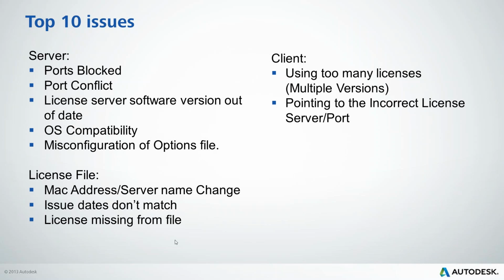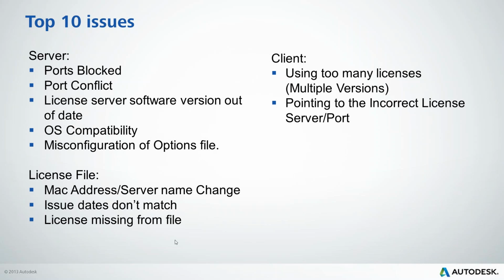And another issue is a misconfiguration of an options file. If we have time next webinar, we may go into the options file really briefly. The options file is a way to manage or control the network license usage on the server. You can reclaim unused licenses this way. You can restrict borrowing, or the length of time that the clients can borrow a license.